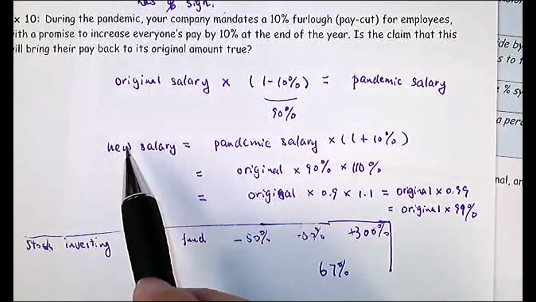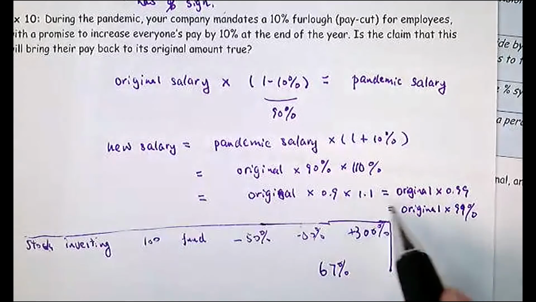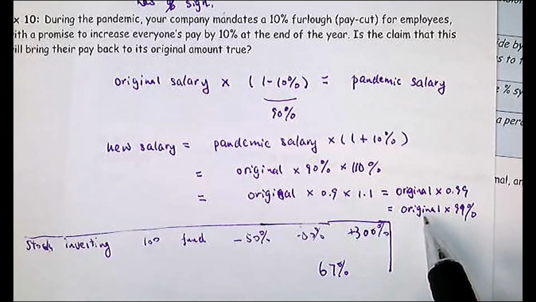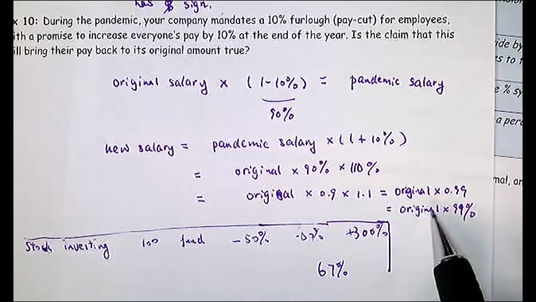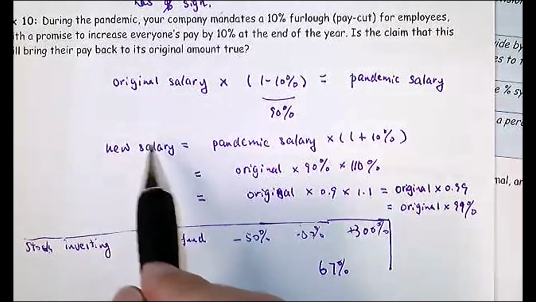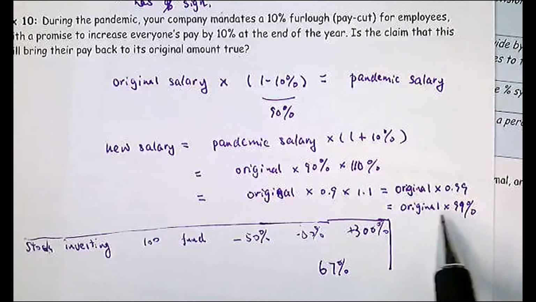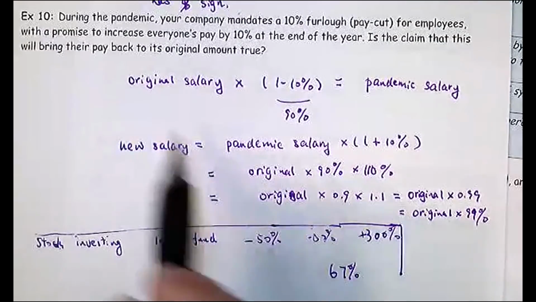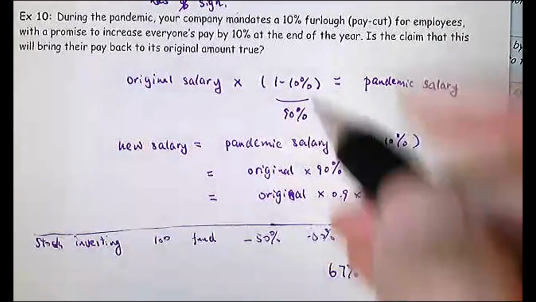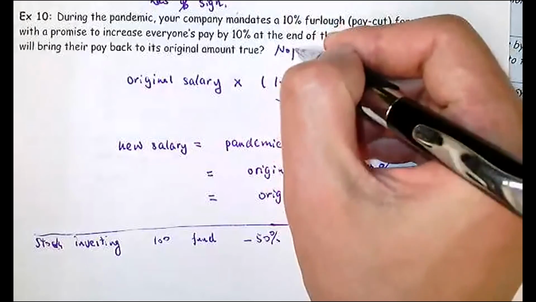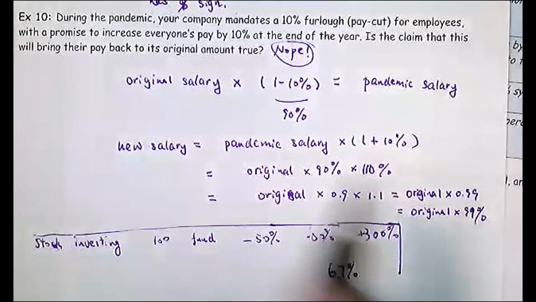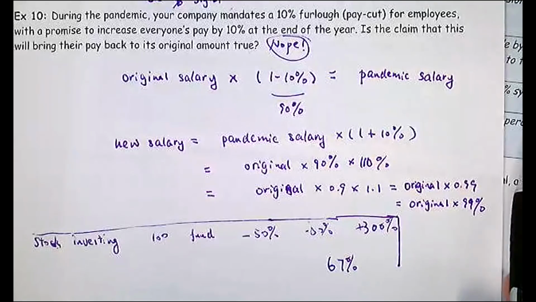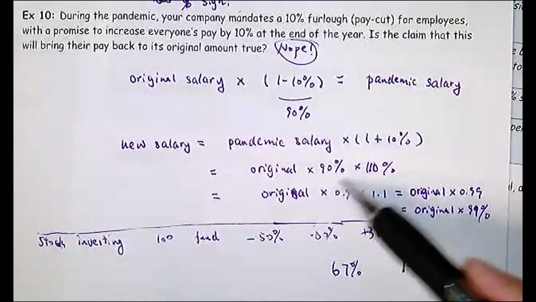So look at the equation here. Your new salary is 99% of the original salary. So are they the same? Obviously they're not. Your new salary is 1% less than the original one. Okay. So this will not bring your salary to the original amount. Okay. So anyone has any question on this one?